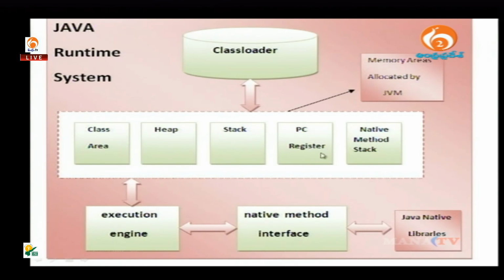Here the PC register means program counter register. The address of the currently executed instruction is contained in this register. Each statement has some address, and those addresses reside in the PC register. Then the native method stack, where native methods, which may be in C language or some other language, are stored. These are the internal runtime system.